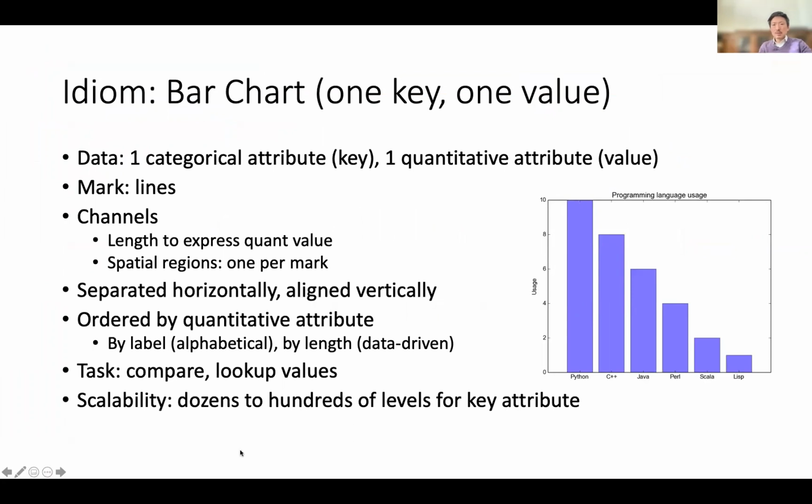Okay, and finally, in terms of scalability, you can have dozens of bars. That means maybe 10, 20, 30 bars. But you probably don't want to have any more bars than that, because if you have more than 100 bars, it becomes difficult to tell each bar and separate them from one another. And for each value, you can have hundreds of levels. That means you can have very small differences between two bars, and because of the design of the bar chart, you can still see the difference very easily.